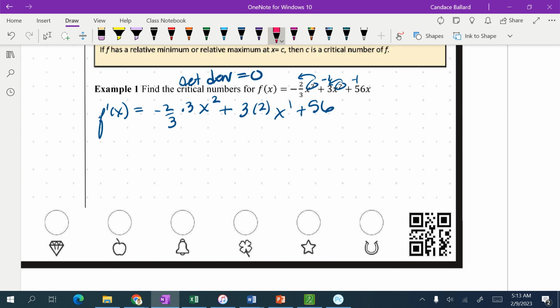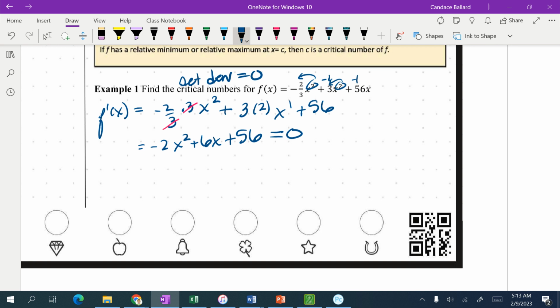I'm going to spend a line simplifying this a little bit. The 3's get canceled there. So I really have negative 2x squared plus 6x plus 56. Now, we've got a quadratic. We know in order to figure out critical numbers, we have to set that derivative equal to 0.